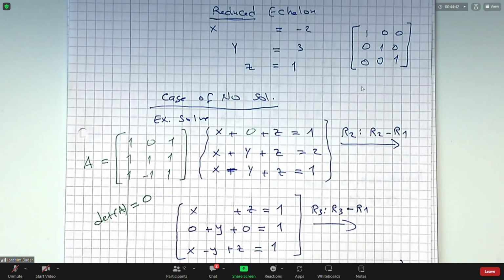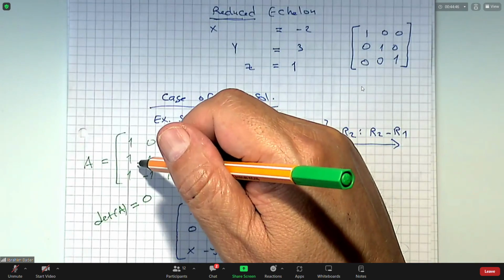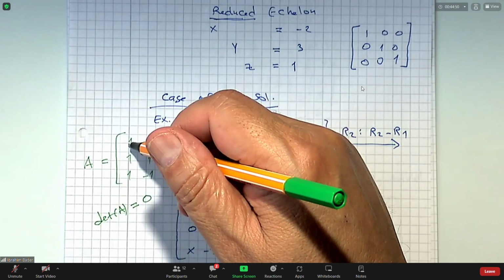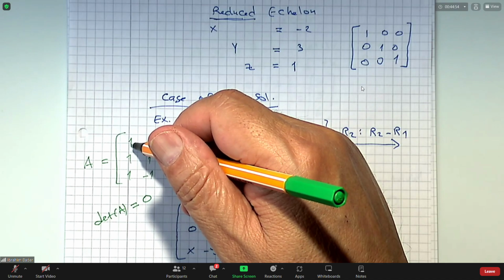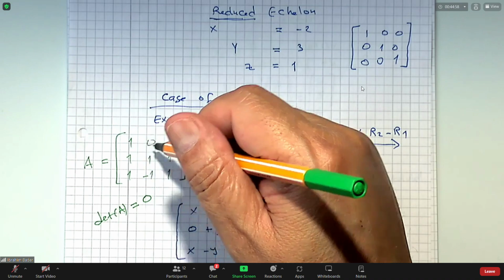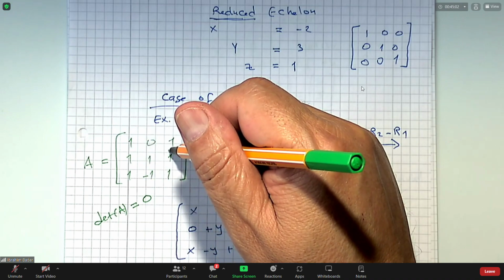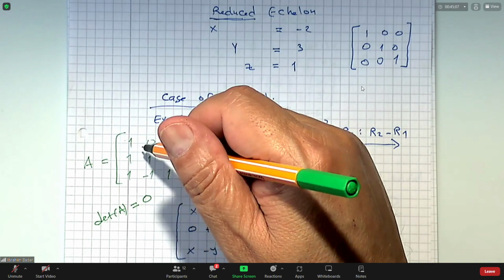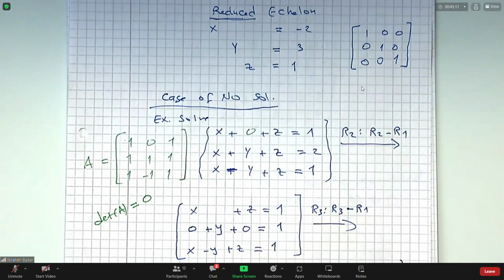If you evaluate it, let's do it quickly. The first one: 0 times (1 minus 1), so it's 0. Then you have 1 times (1 plus 1), which is 2, and the last one you will get minus 1, minus 1, minus 2. So you get 0, plus 2, plus 0 minus 2, it's 0, the determinant.